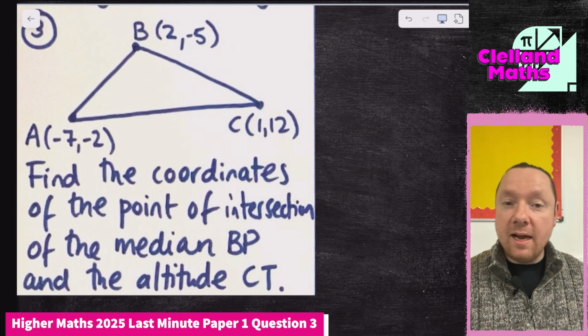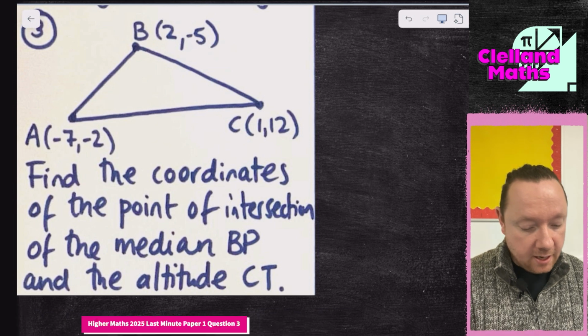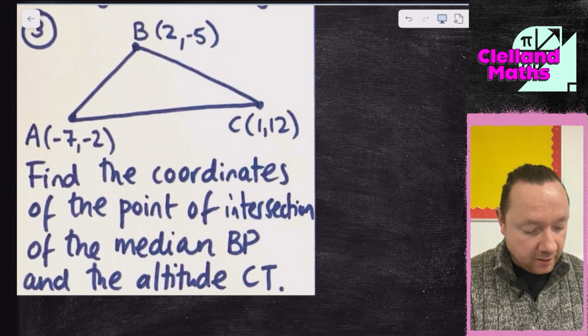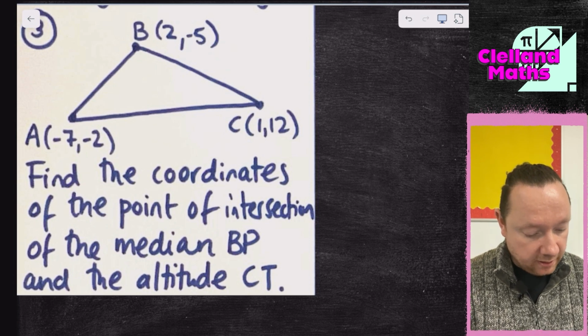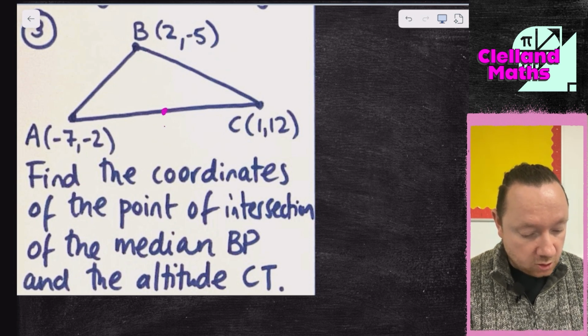SQA Higher Maths 2025 last minute paper 1 question 3. We've got a triangle ABC. Find the coordinates of the point of intersection of the median and the altitude. The median B to P, so we're saying that if I call that point P, because there's not a P on it, it's the line that cuts that in half.